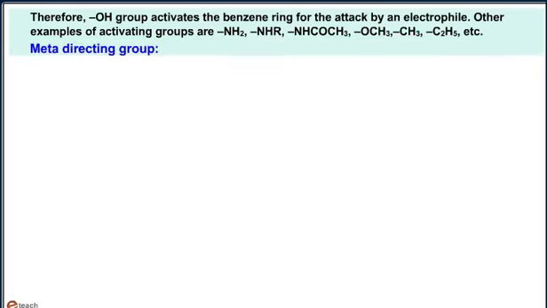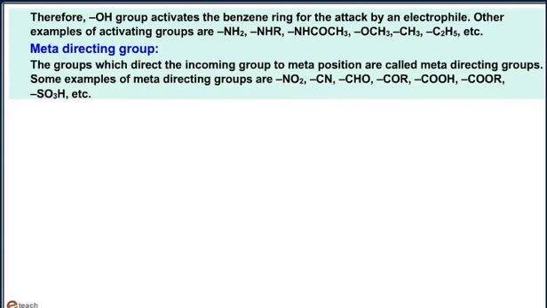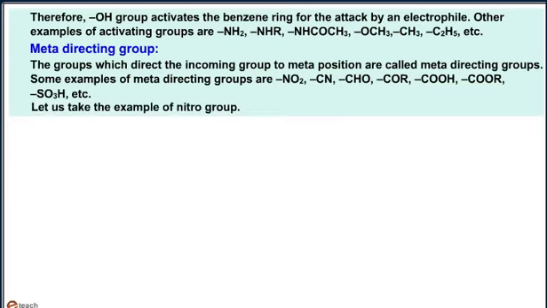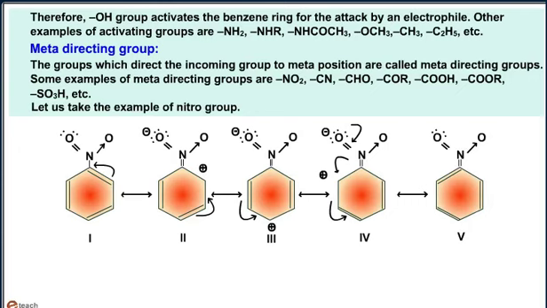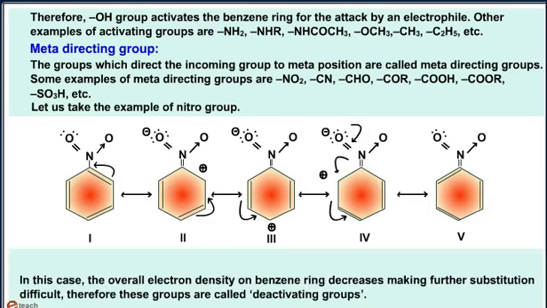Meta directing group. The groups which direct the incoming group to meta position are called meta directing groups. Some examples of meta directing group are NO2 group, CN group, CHO group, COR group, COOH group, COOR group, SO3H group. Let us take the example of nitro group. You can here see the resonating structures of C6H5NO2, that is nitrobenzene. In this case, the overall electron density on benzene ring decreases, making further substitution difficult. Therefore, these groups are called deactivating groups.